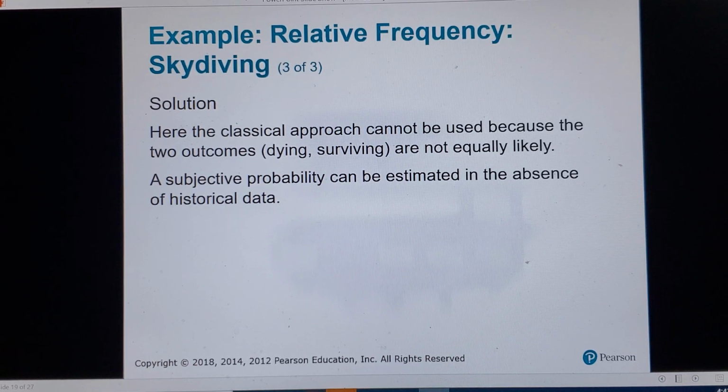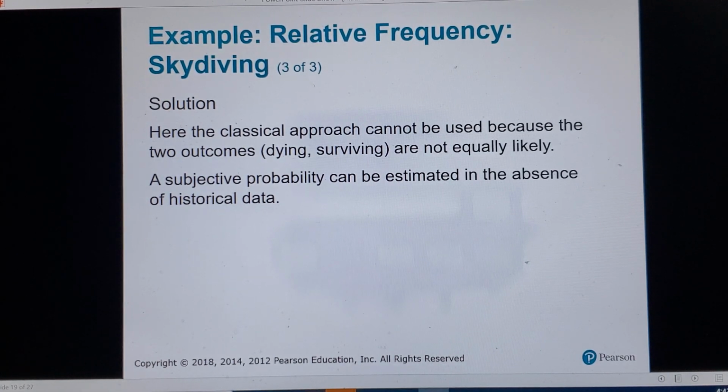So when we look at the probability here, if we try using the classical approach, I guess the only two possible outcomes here are either you live or you die. And that would seem like your denominator would be 2. Those are the total possible outcomes. You either live or die. And that's if you're doing it the classical approach.